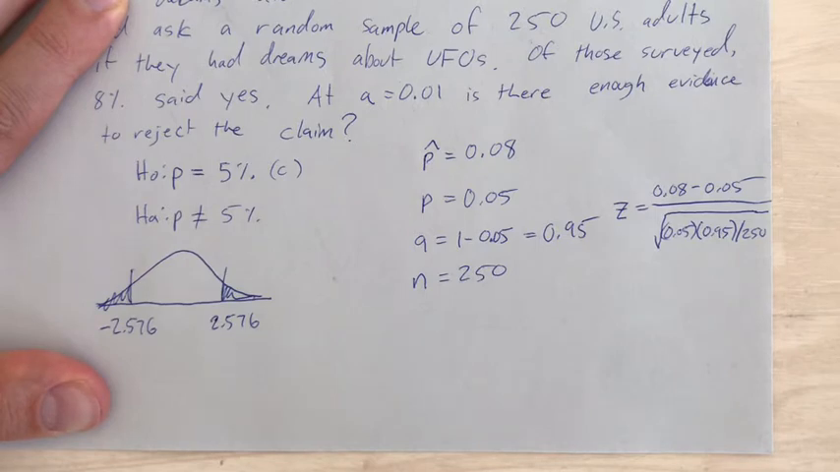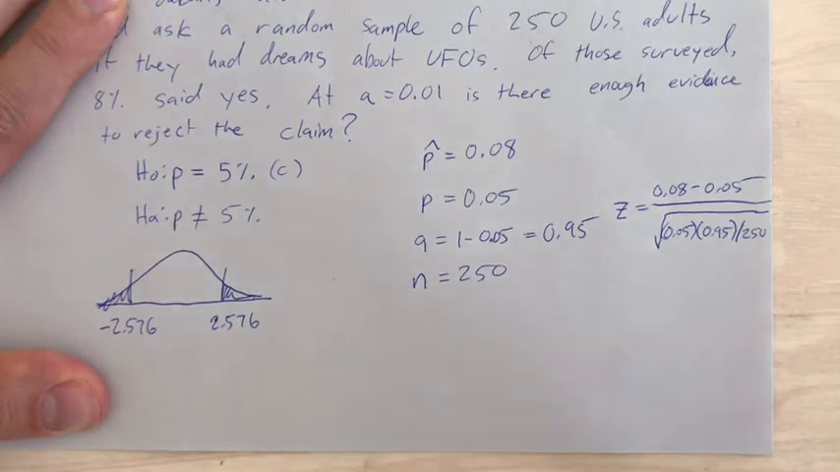So 0.8 minus 0.05, I tend to find that answer first, and then I divide, and I just make sure that the order of operations is good. So I do the square root of 0.05 times 0.95. If you did this correctly, I am getting 2.18 if you round.